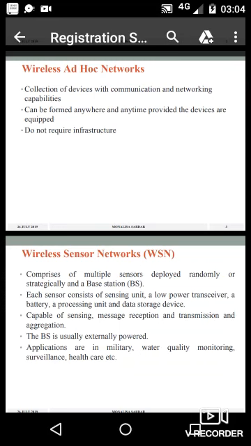Hello friends, today we are going to learn about wireless sensor networks, and first we will see what are wireless ad hoc networks. So a wireless ad hoc network is basically a collection of devices with communication and networking capabilities. They can be formed anywhere and anytime provided the devices are equipped, so they do not require any infrastructure. And these wireless ad hoc networks are usually used where no infrastructure can be built or in places which are inaccessible.